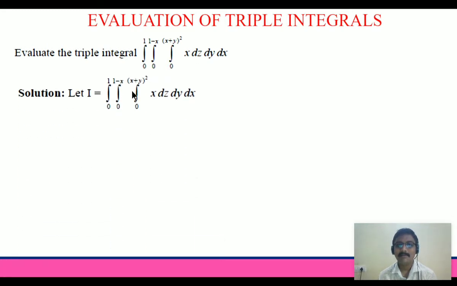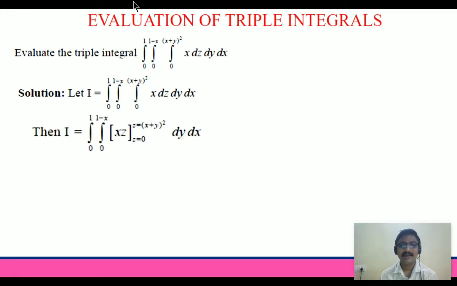Here we have to apply integration order with respect to z and then y and then x. Because z limits are here in terms of xy, y limits are in terms of x, and last outer integral limits are x limits. Those are constant limits. So the order is correct.